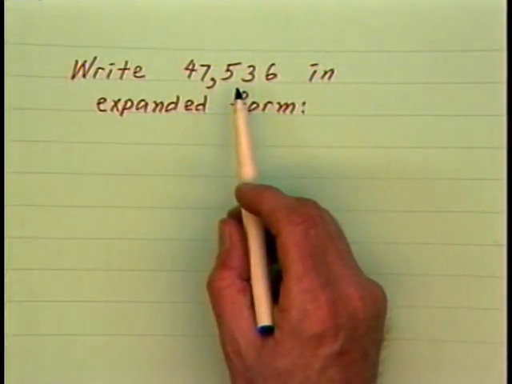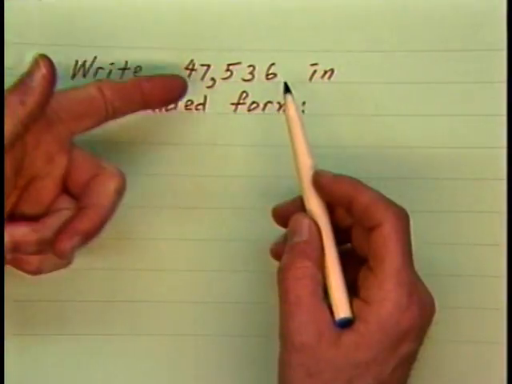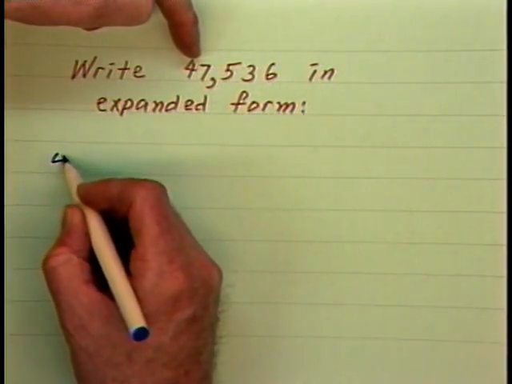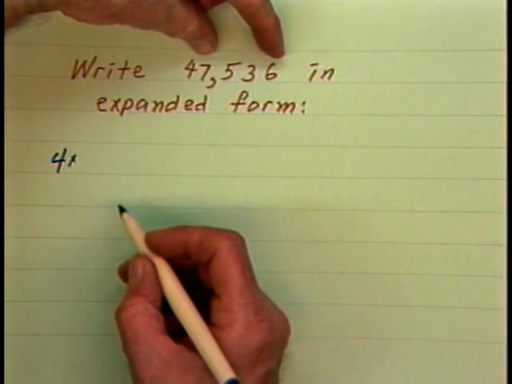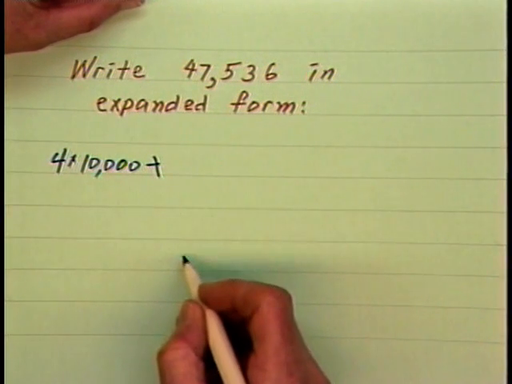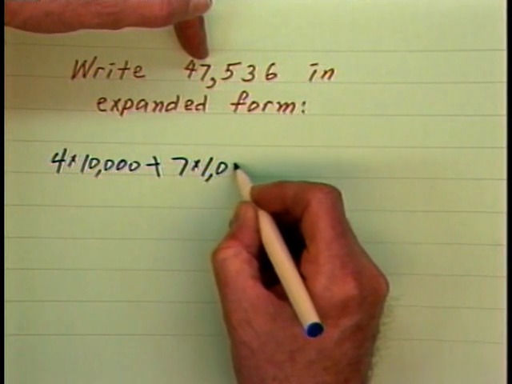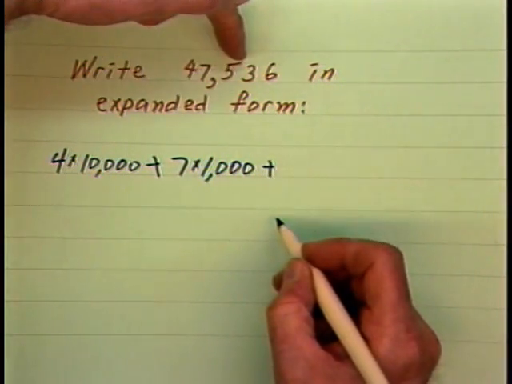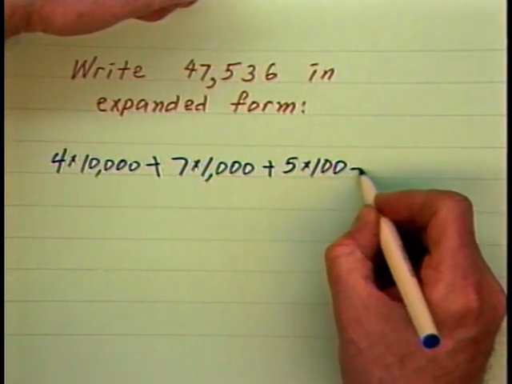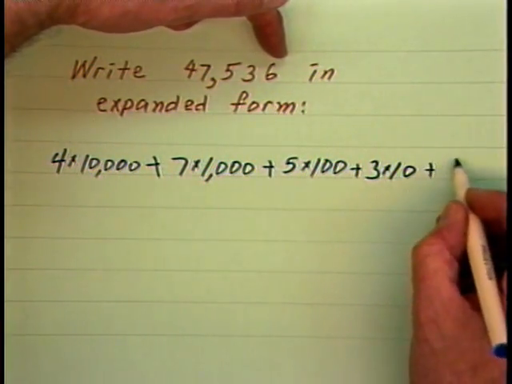A problem like this asks us to review a point we learned just a few lessons ago, to write this in expanded form. So this means I have 4 10,000s, plus 7 1,000s, and 5 100s, and 3 10s, and 6.